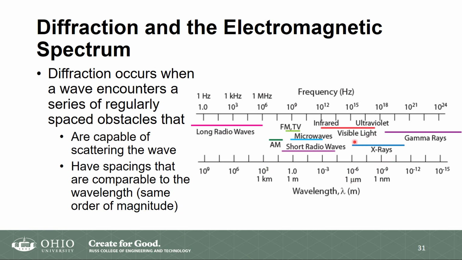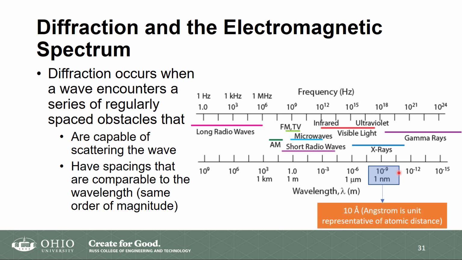Specifically in this particular section, we're going to be talking about X-rays. And why is that? Because X-rays are on this order of magnitude, which is 1 nanometer, and 1 nanometer happens to be 10 angstroms, and angstroms are a unit that is representative of atomic distance. So you can see that X-rays are right where we need to be if we're going to be describing crystal structures, because crystal structures are based on atoms and describing the planes between atoms.